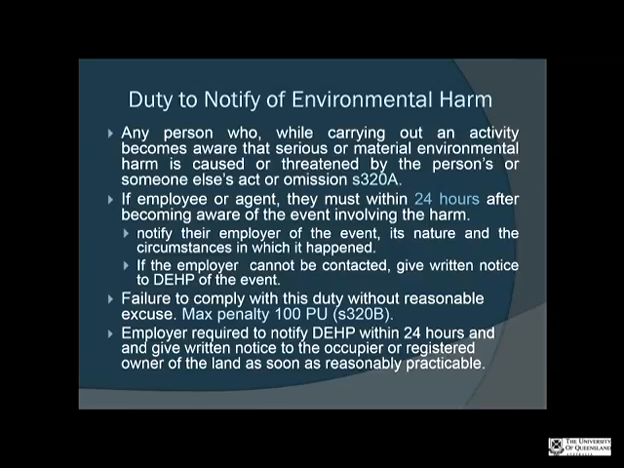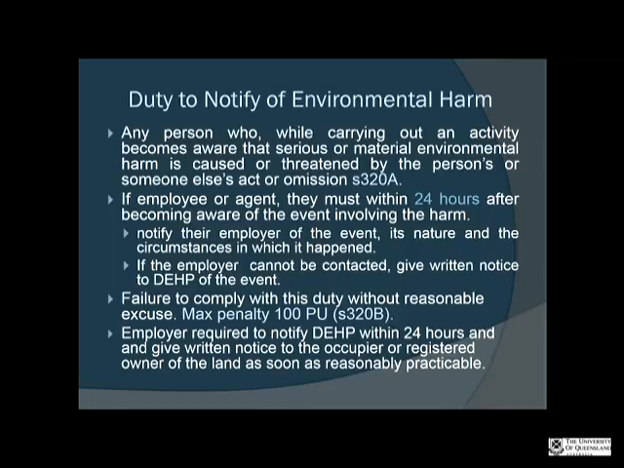Even 24 hours, if you're having a discharge of contaminant into a creek, for example, let's just assume that it's not self-limiting, that this is an ongoing discharge into the creek. They've got 24 hours to notify their employer, and if that doesn't happen, they have to put something in writing to the department. Failure to comply with the duty without reasonable excuse, so 100 penalty units there. So they're trying to put a bit of sting in the tail.